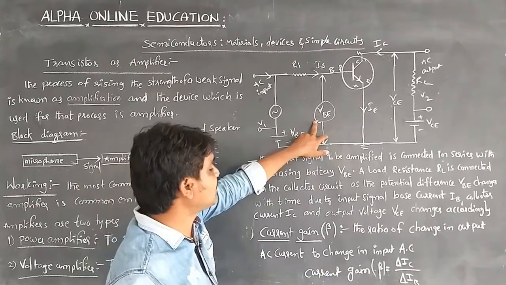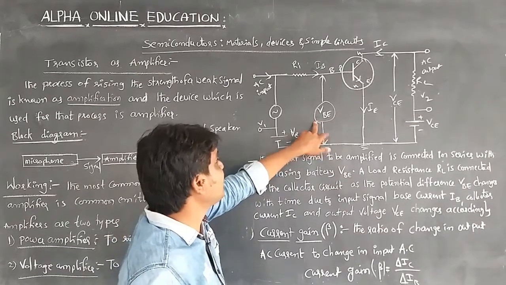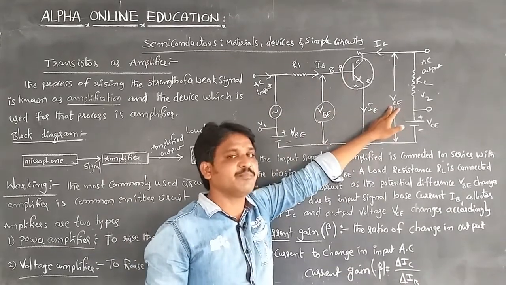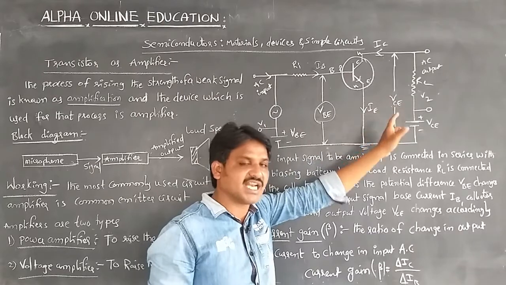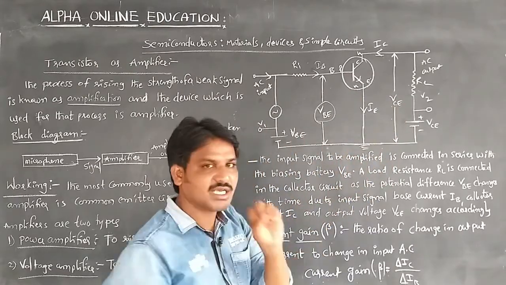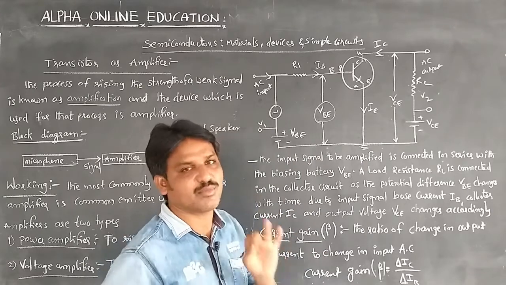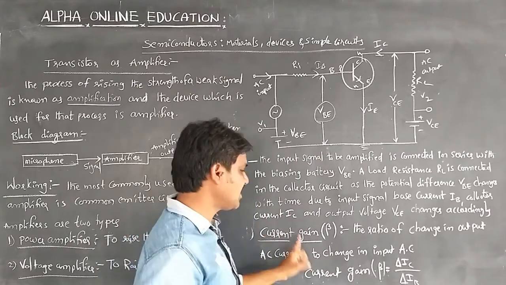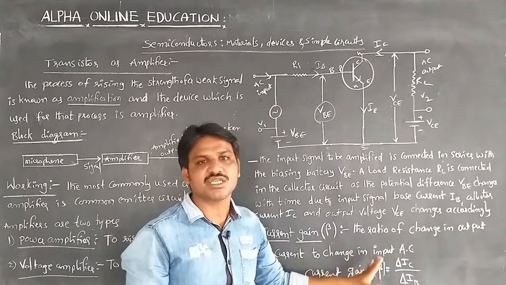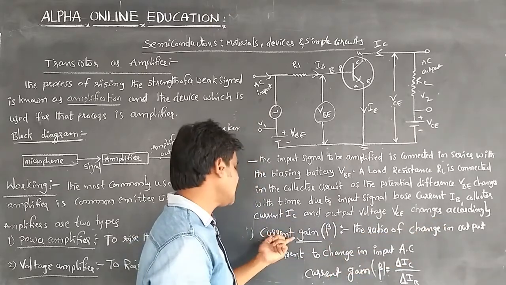due to the input signal, that is, the base current and collector current, and the potential difference VCE, the potential difference between the collector and emitter, will change accordingly, so that we can get the current gain, the voltage gain and the power gain. The current gain is the ratio of the change in output AC current to the change in input current.